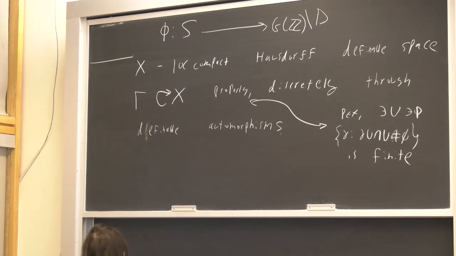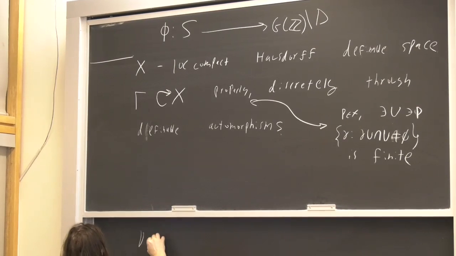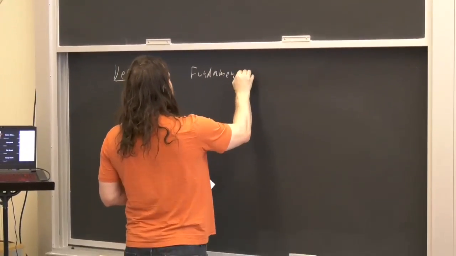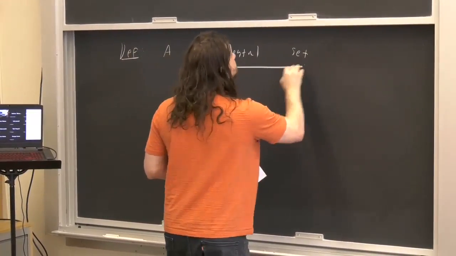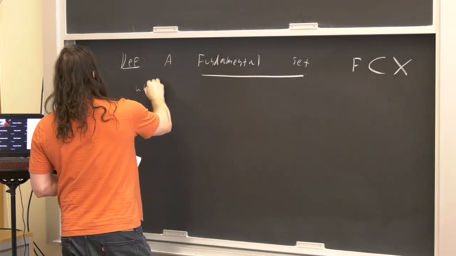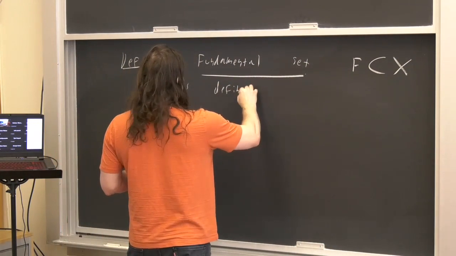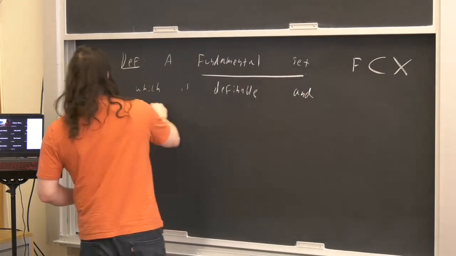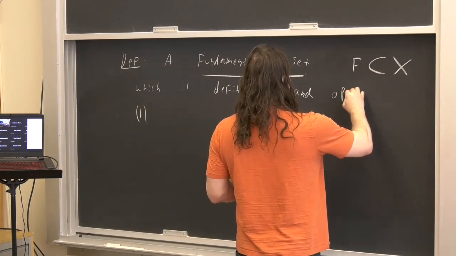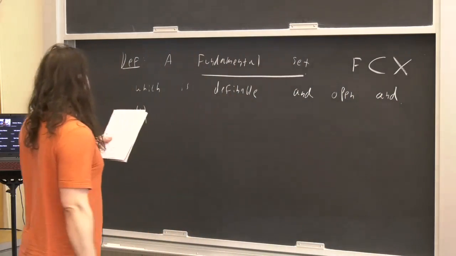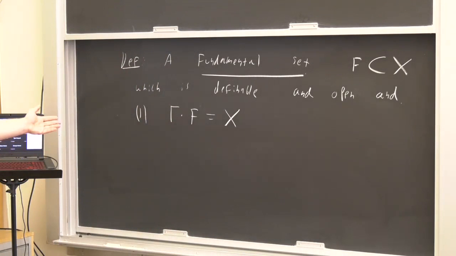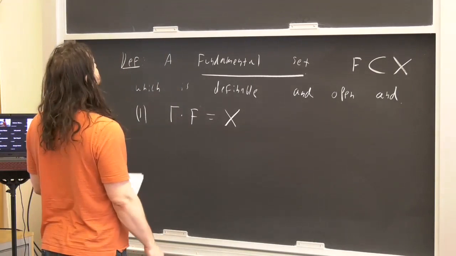So we're going to work with a slightly more general definition. We'll say a fundamental set for this situation is some subset F of X, which is definable in whatever structure we're working in, and I want F to be open as well, and to satisfy the following two conditions. First of all, I want F to contain at least one representative for every orbit of gamma. So gamma times F should be all of X.